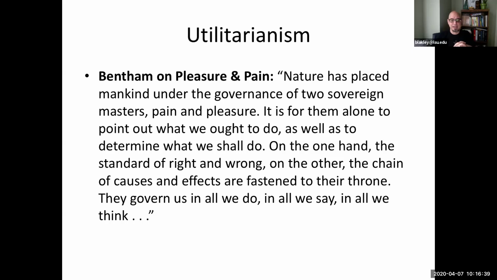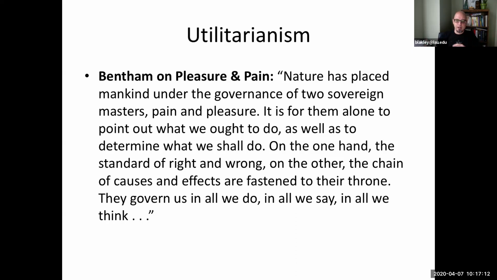On the one hand, the standard of right and wrong. On the other hand, the chain of causes and effects are fastened to their throne. They govern us in all we do and all we say and in all we think. So the idea here is that a central part of human nature, according to Mill, is that we experience pleasure and pain in similar ways, given the kinds of beings that we are, and that pain is intrinsically bad, pleasure is intrinsically good, and then they point out what we ought to do, right? That's the measure of right and wrong.